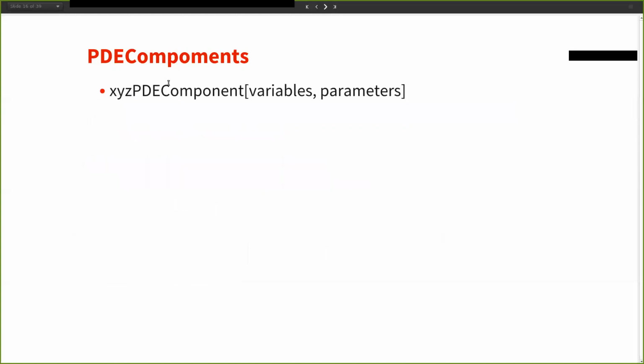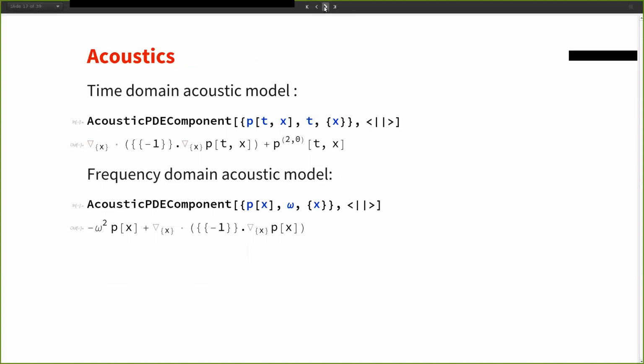Right, as I said, PDE components, variables, and parameters is a typical setup of these. And here's a more specific example. So we have an acoustic PDE component where you specify P as a pressure, time, spatial variable X, so T and X as the variables with no parameters given will return a time-dependent acoustic model. If you don't specify any parameters, default parameters will be chosen.